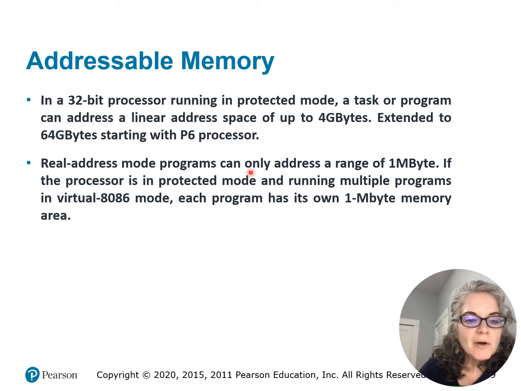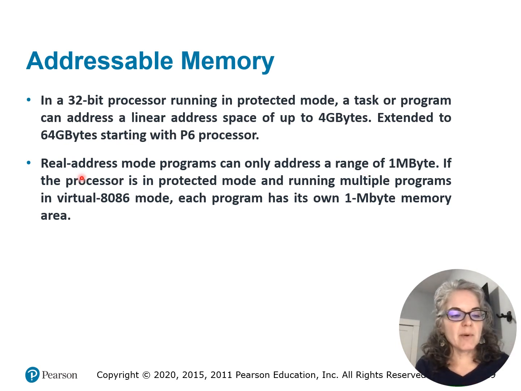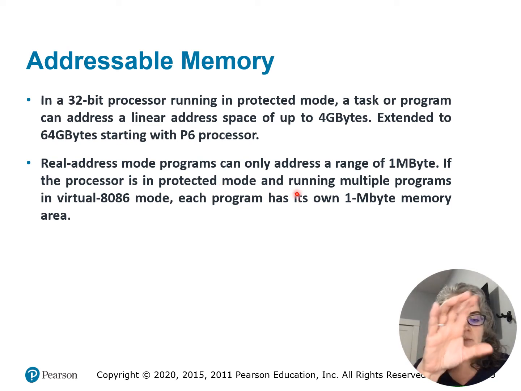Real address mode programs can only address a range of 1 megabyte. If the processor is in protected mode and running multiple programs in virtual 8086 mode, each program has its own 1 megabyte memory area. So if the processor is in protected mode, remember we're running in a segmented area, so each segment has a 1 megabyte memory area. Whereas a 32-bit processor in protected mode has 4 gigabytes, extended to 64.